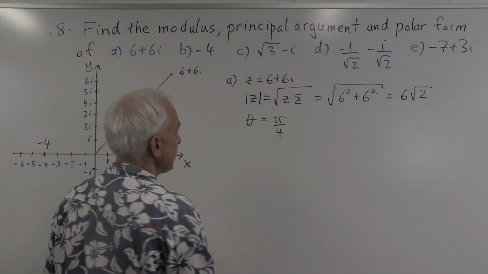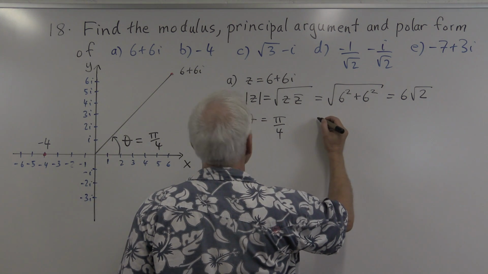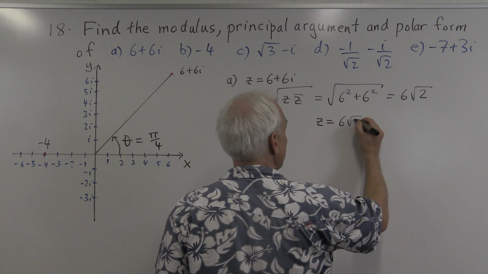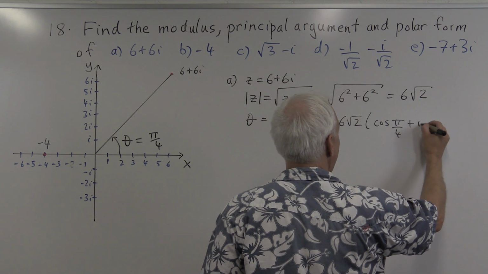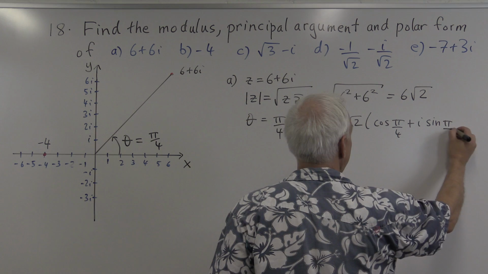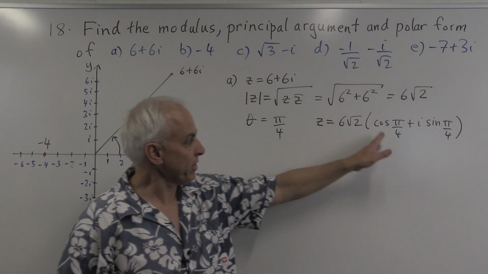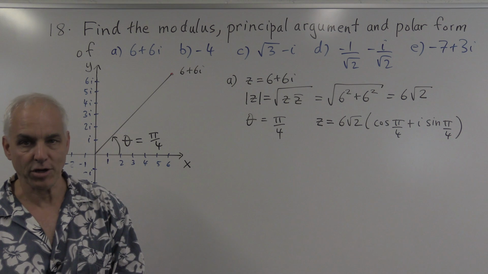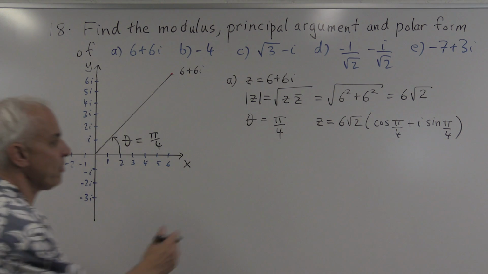Okay. So there's the modulus, and there's the principal argument, and the polar form of the complex number would be z equals 6 root 2 times cosine pi by 4 plus i sine pi by 4. Again, bringing the common modulus out front and expressing the real and imaginary parts in terms of the cosine and sine of the argument. That's the polar form.